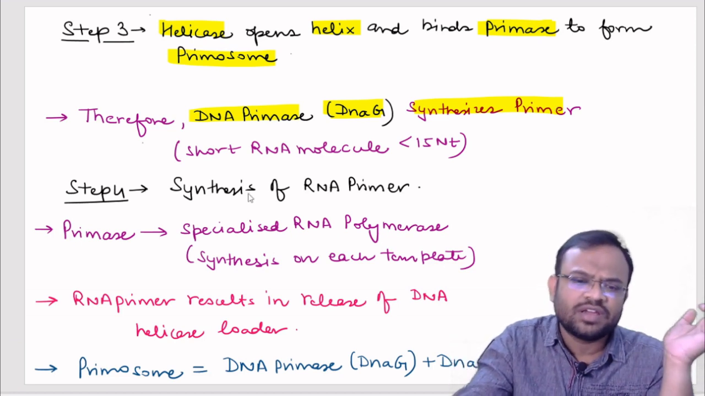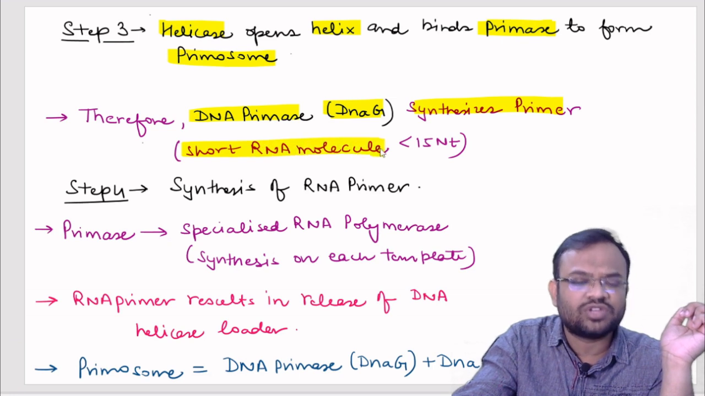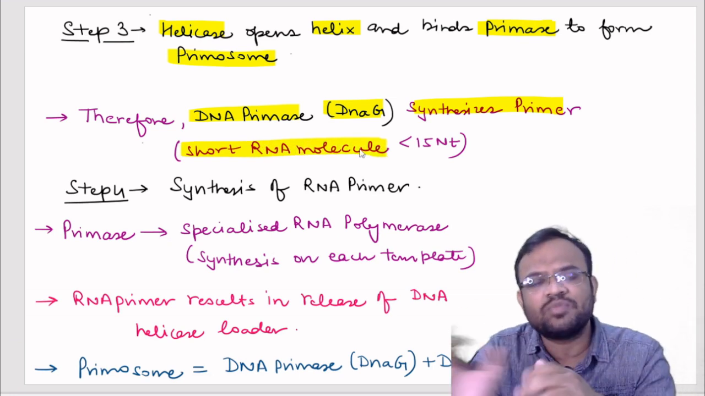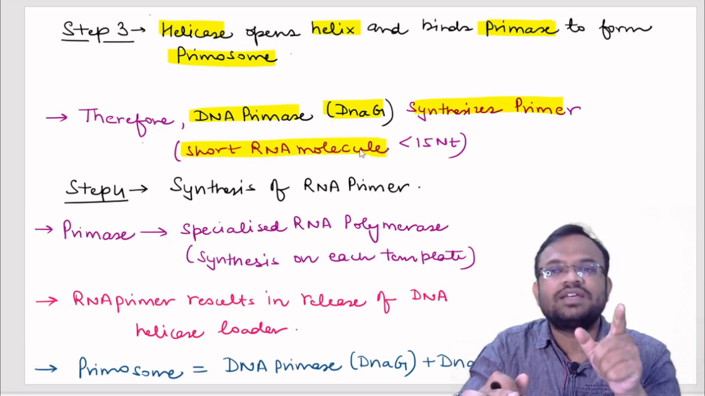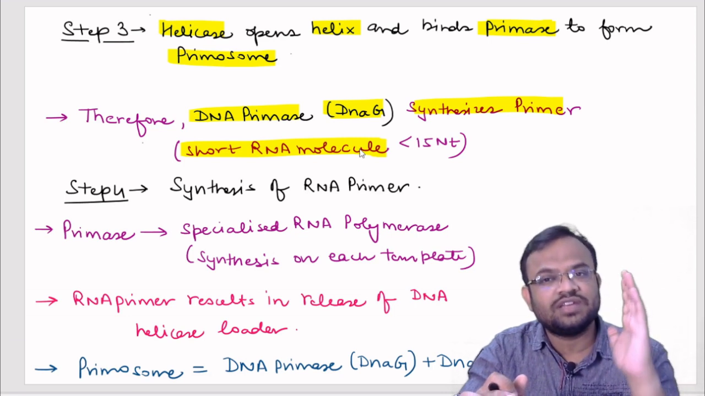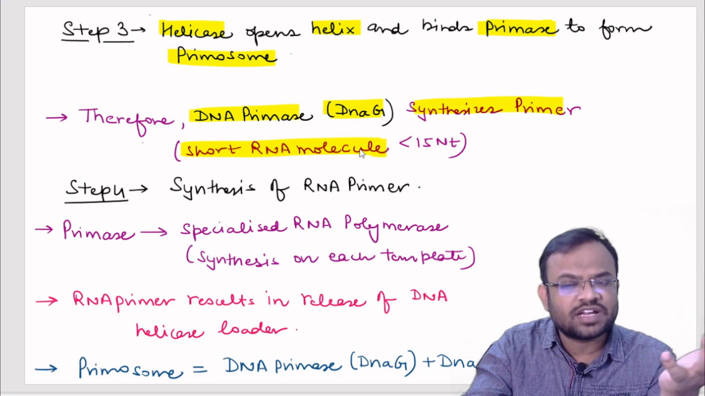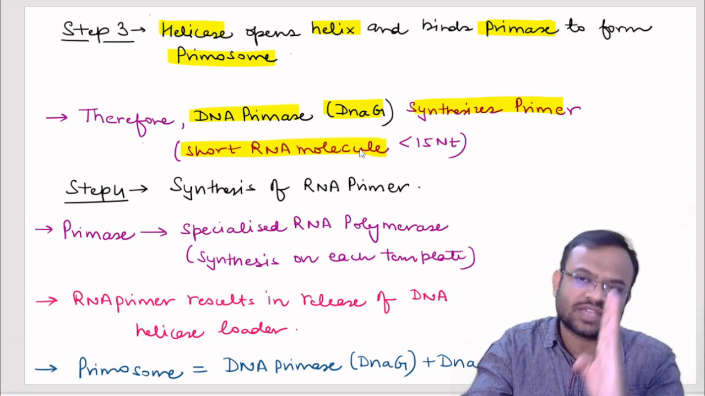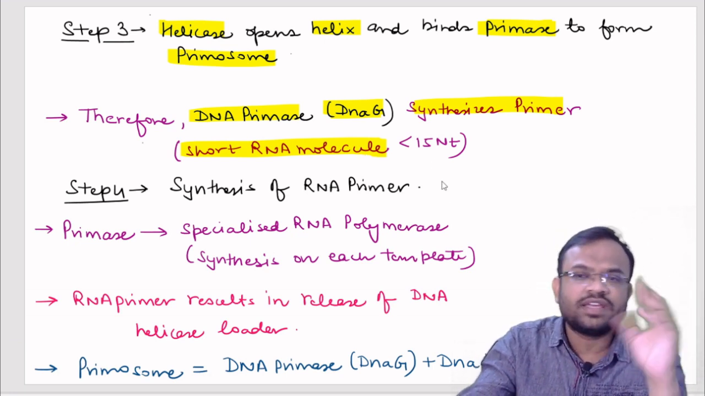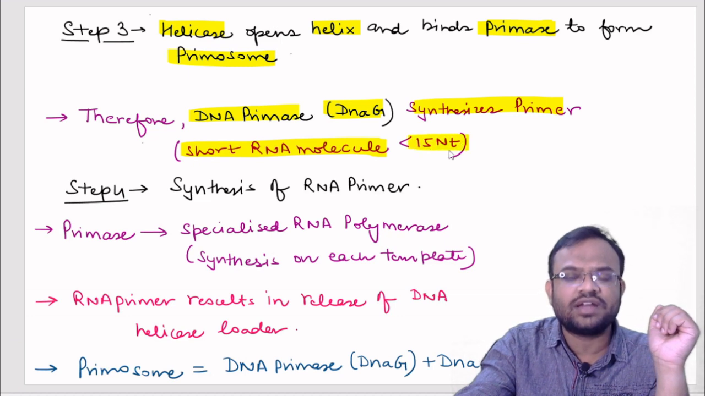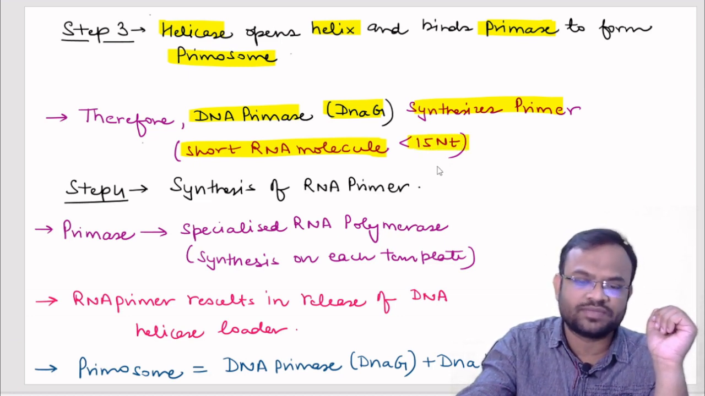What is a primer? It is a very short RNA molecule. Remember, why am I saying it is an RNA molecule? Because it is an RNA polymerase. That means this DnaG is nothing but RNA polymerase. And if there is RNA polymerase, it will definitely synthesize RNA only. So RNA is synthesized, and the length of the RNA is less than 15 nucleotides.